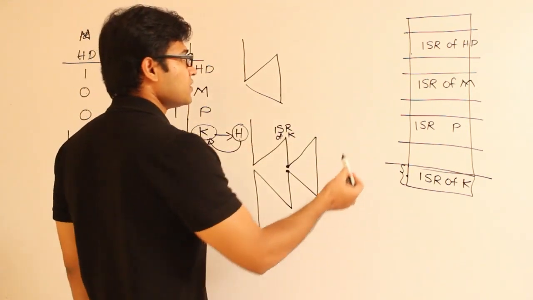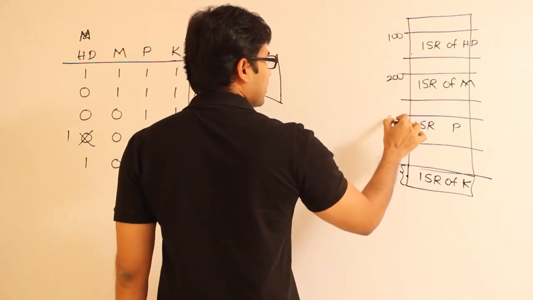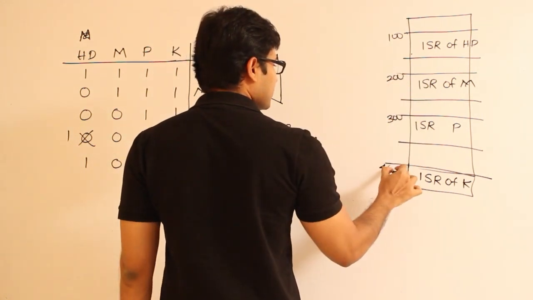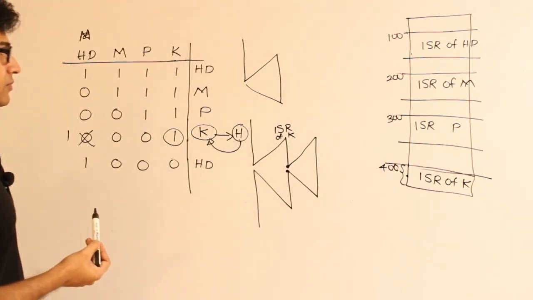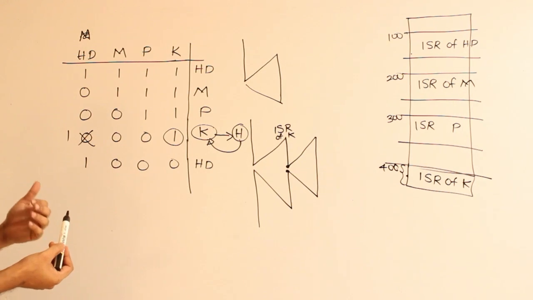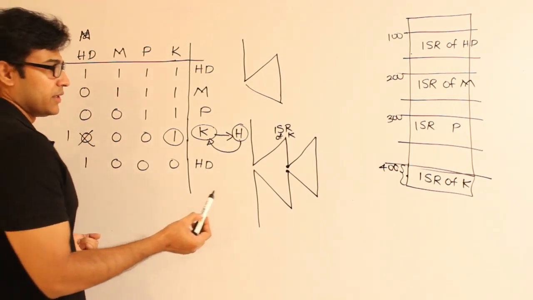Let us say the address of this one is 100, the address of this one is 200, this one is 300, and this one is 400. Now how do you get those addresses? There are various methods being proposed, so I'll just tell you what are all the methods which are possible here.